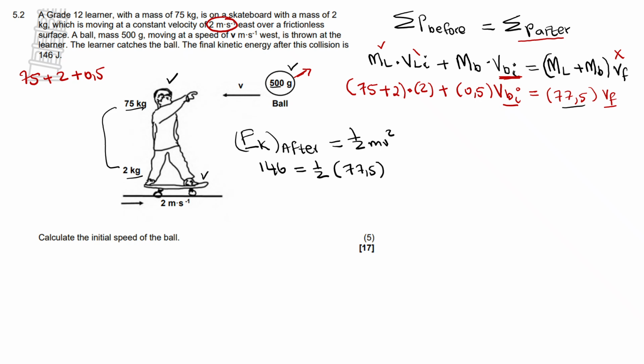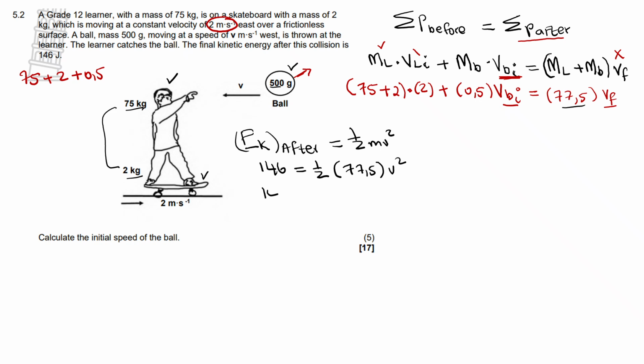77.5. And we are looking for what? We are looking for that v squared, because this is the final velocity that the boy and the skateboard and also the ball will move at. So that's the velocity that you are looking for. So when you have it like this, we can just say 1 over 2, what is 77.5 divided by 2? We get this to be 38.75.